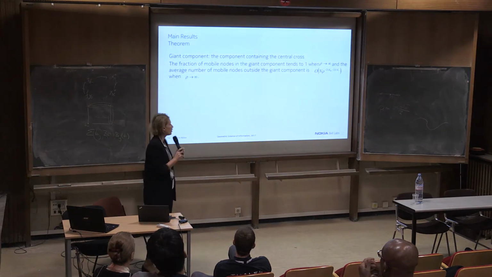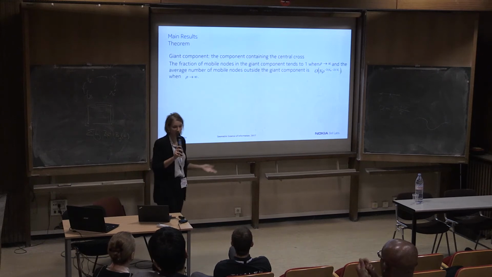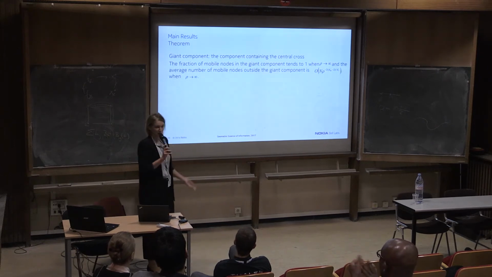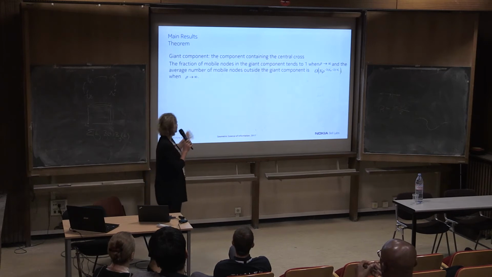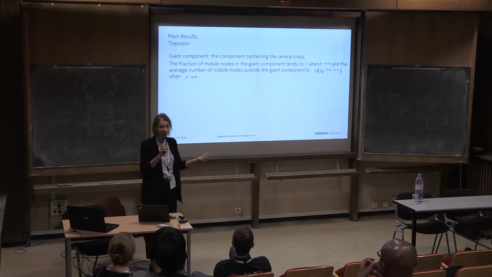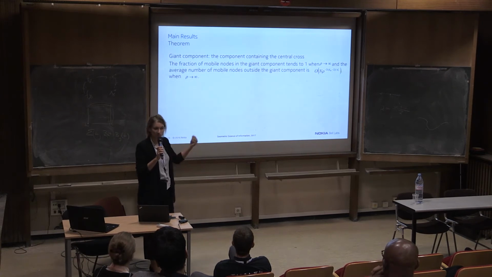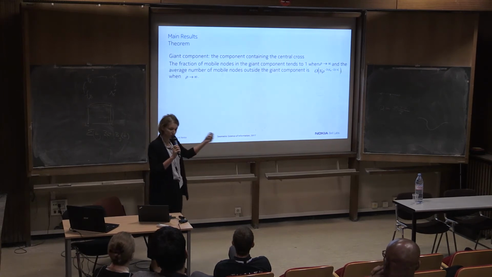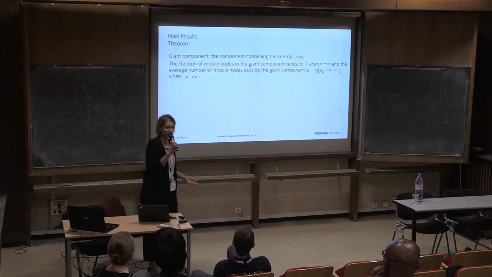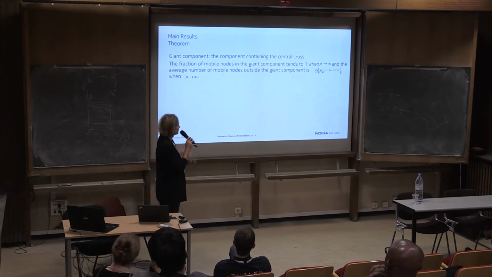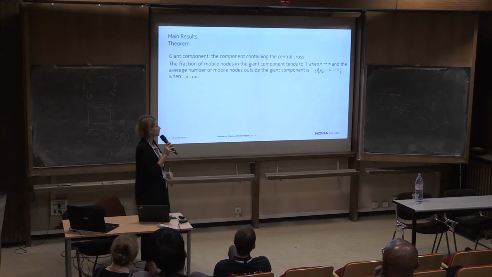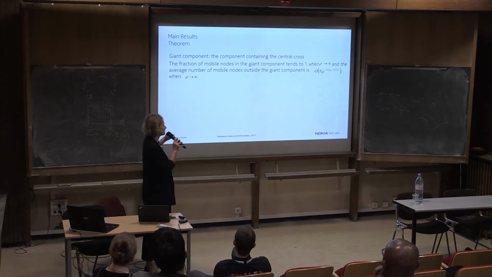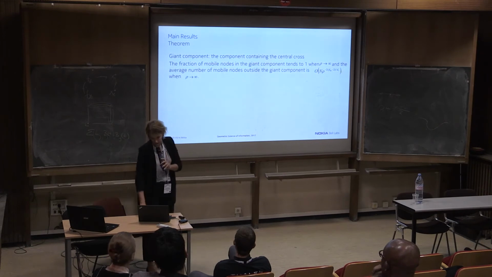The analysis on the giant component, the component containing the central cross. So here it goes. This is a theorem saying that the fraction of mobile nodes in the giant component will tend to 1 when the mean of the Poisson process generating the relays tends to infinity. And furthermore, the fraction of mobile nodes outside the giant component we can compute, and it has an expression as a function of the fractal dimension of the mobile nodes and of the fractal dimension of the relays, again when rho goes to infinity.